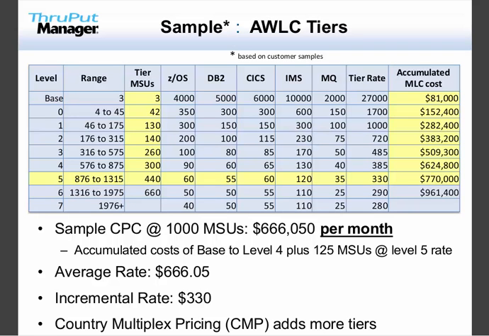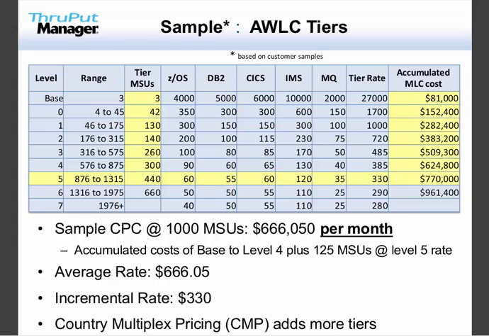Now here we've got a sample workload license charge tiers table. The idea here is just to give you an idea of how much money we're talking about. As you can see, each software product is individually priced, and the charges are cumulative based on your consumption. Again, we're talking about a lot of money here.